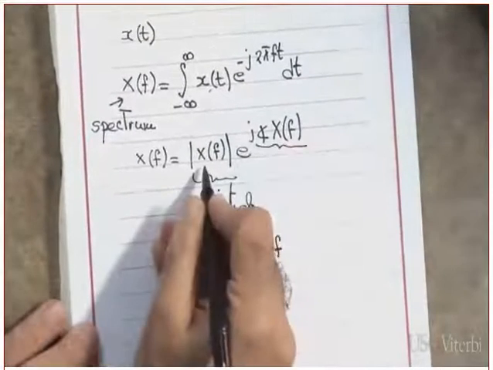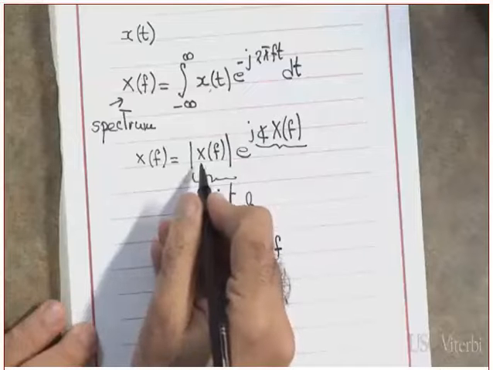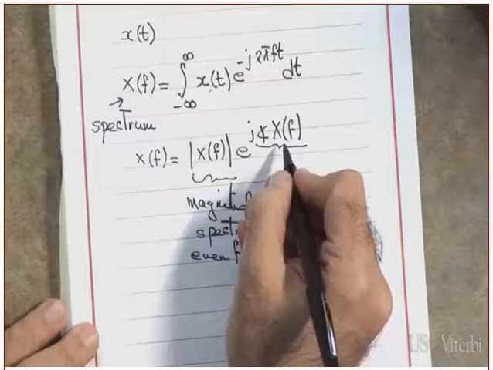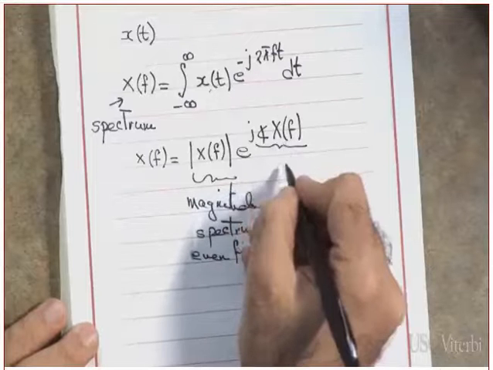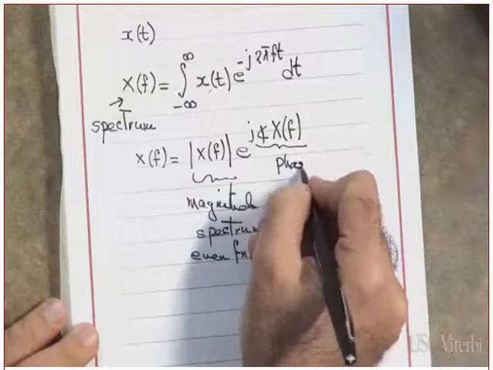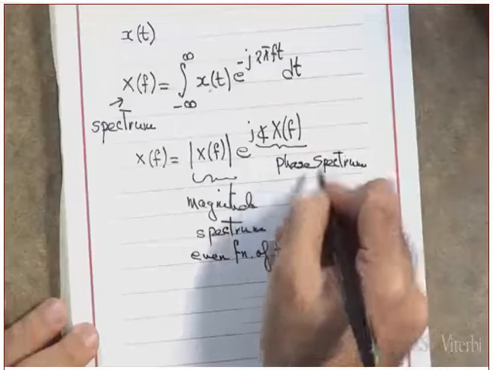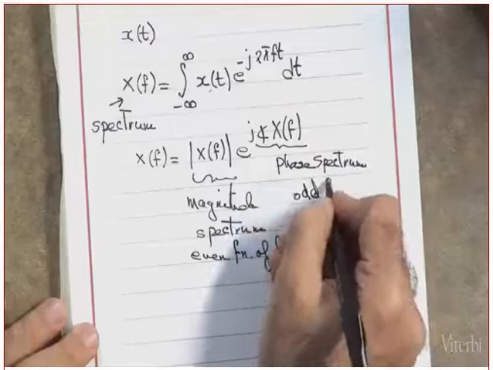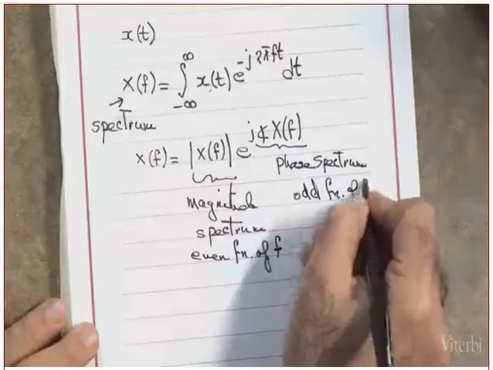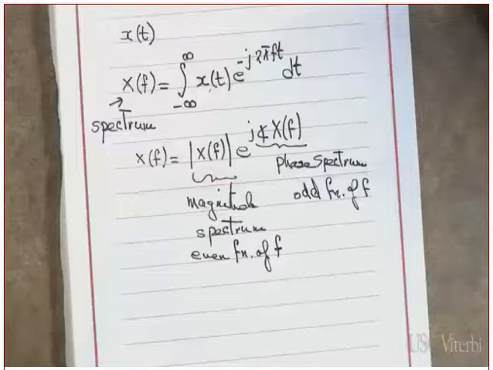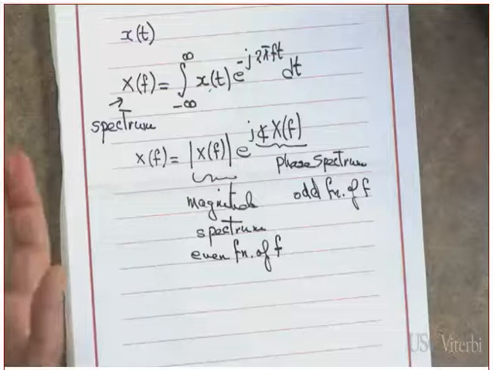And what is this? How do I get this? I get this by the real part squared plus the imaginary part squared, the whole thing, square root. This one is tan inverse, the imaginary over the real. We call it the phase spectrum. And is it even or odd? This is an odd function of f. Why is it an odd function of f? It's a tan inverse. Tan inverse is an odd function. Clear? Okay, good.